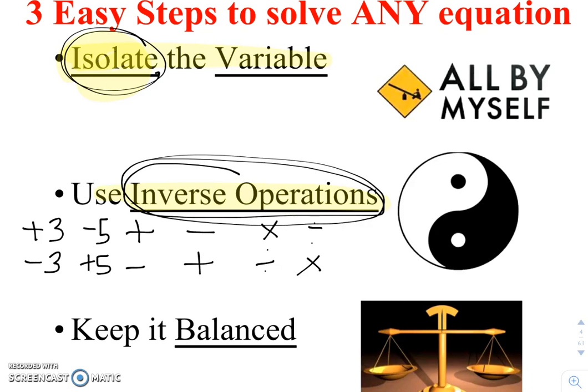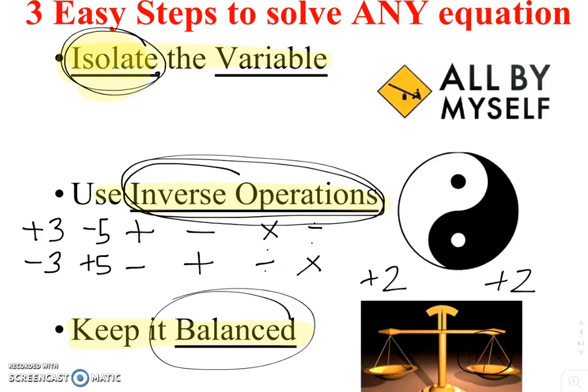There's one more really important thing to keep in mind. We need to keep it balanced. So whatever I do to one side of the equation, I have to do to the other side. If I subtract 5 from the right side, I have to subtract 5 from the left side. If I add 2 to the left side, I have to add 2 to the right side. Whatever I do to one side, I have to do to the other side to keep it balanced.